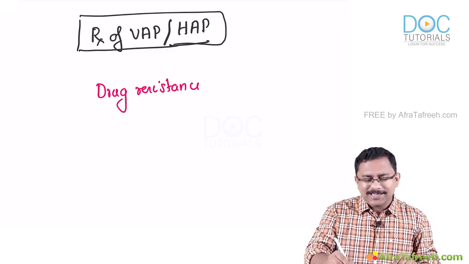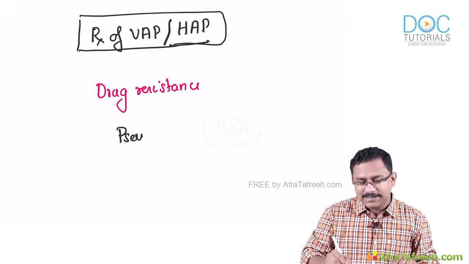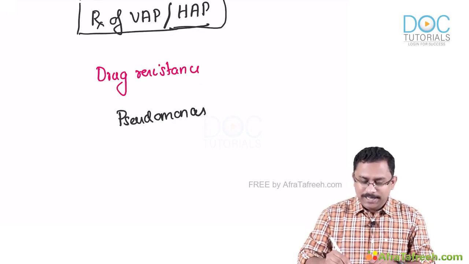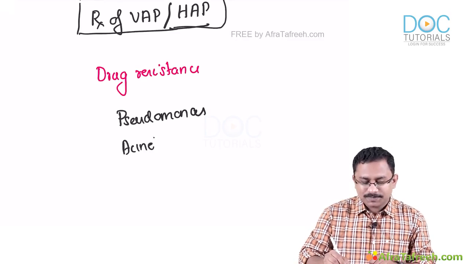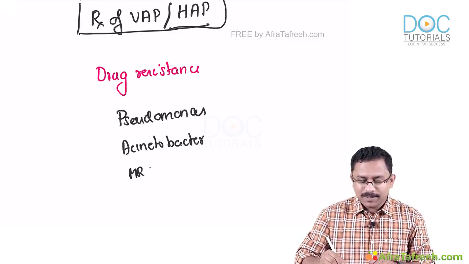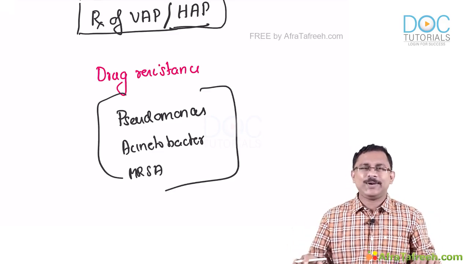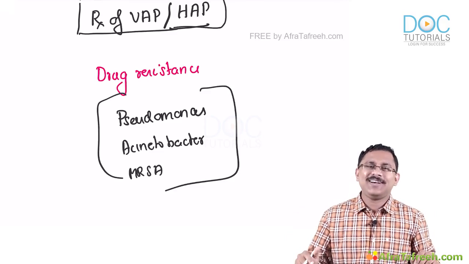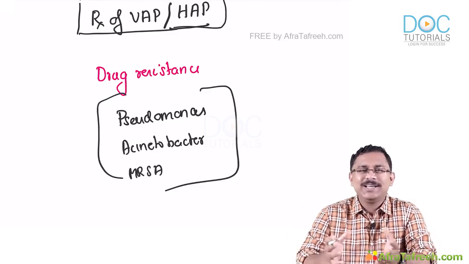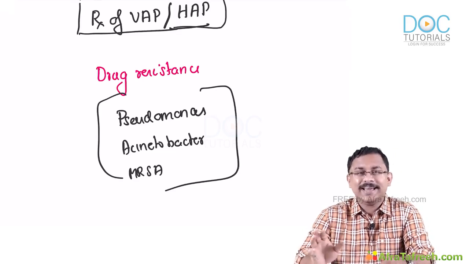So the organisms that you are a bit scared of can be the multi-drug resistant Pseudomonas, the Acinetobacter, or your MRSA. So predominantly it's the gram-negative pathogens and MRSA that you are scared of in case of a VAP. Okay, so your drug selection also should be judicious. So what decides your drug selection in such a scenario?